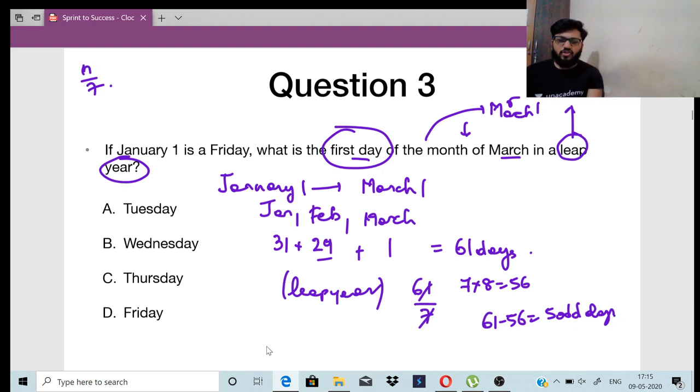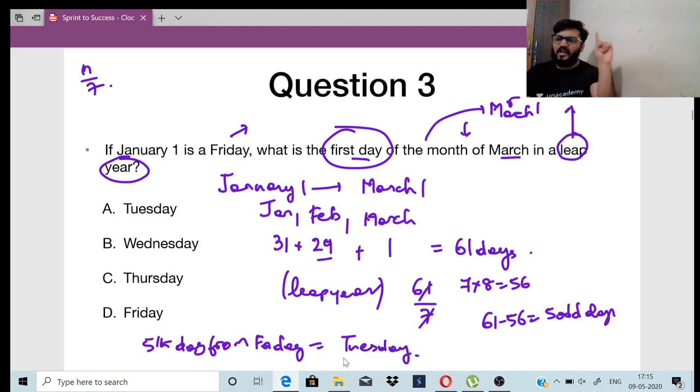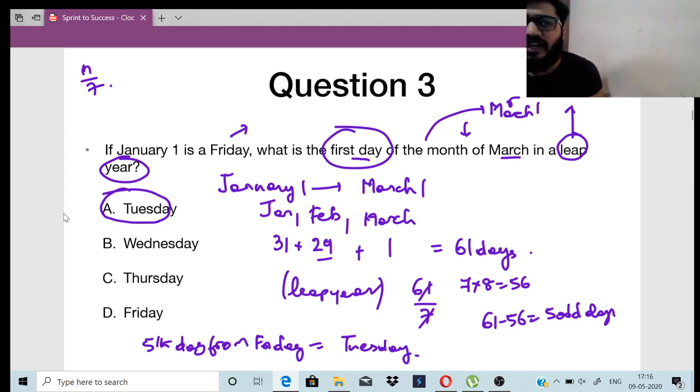So January 1st is Friday, and we need the 5th day from Friday. Counting Friday as the first: Friday, Saturday, Sunday, Monday, Tuesday. So the answer is Tuesday. So it is option A, Tuesday is the right answer.